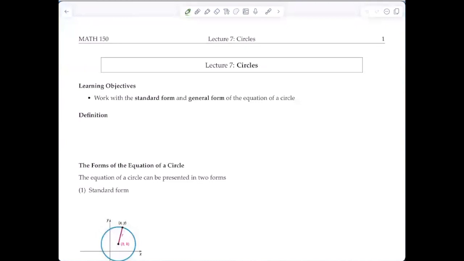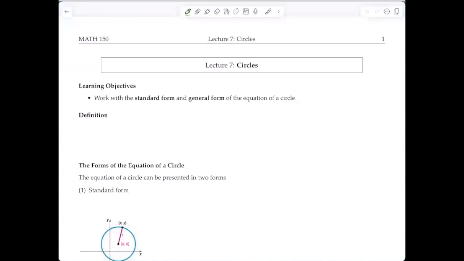All right, so circles. In this lecture, we will learn how to write down the formula for the equation of a circle, right? Using standard form and the general form. Let me give you the definition for the circle, and then I'm going to give you the formula for the two forms. Again, the standard form and the general form.